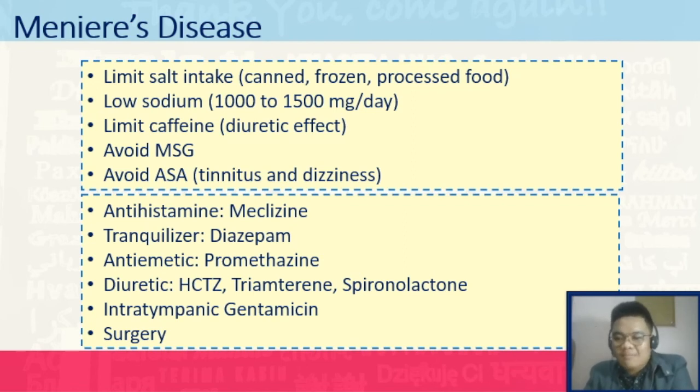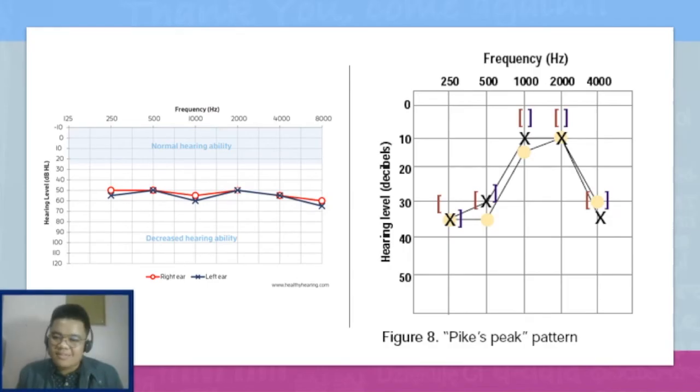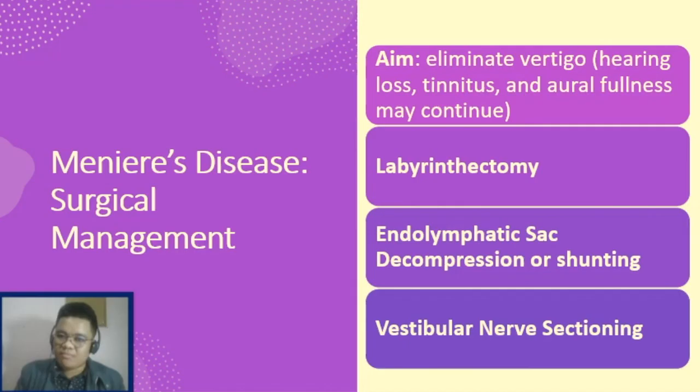So what would gentamicin do? Your gentamicin would cause ablation, in other words, destruction of the vestibular nerve. And this is usually done, of course, under local anesthesia. Then you'll have the surgery. I'll discuss the surgeries on the next slide. Class, this is, by the way, an example of an audiogram which would show your Peak's peak, which I mentioned to be a characteristic of your Meniere's disease.